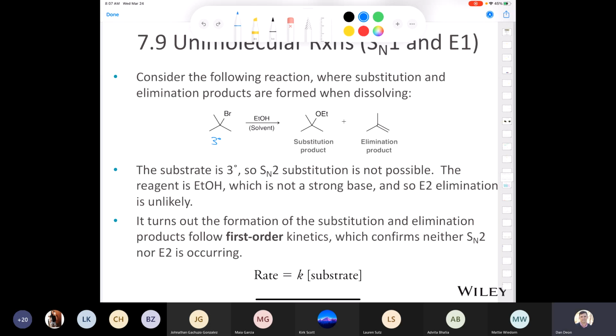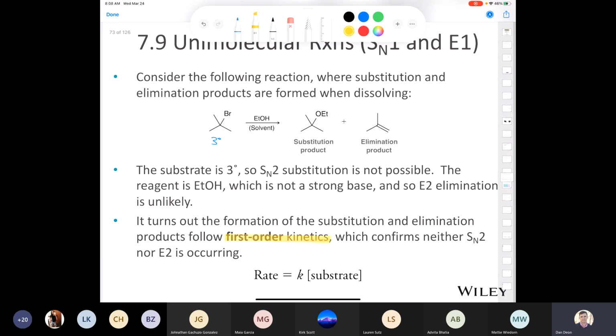Whereas we have our reagent being ethanol. That's not a strong base, and it's not a strong nucleophile either. So this doesn't add up to be an SN2 or an E2 reaction. Again, it turns out that the formation of these two products follows first order kinetics.